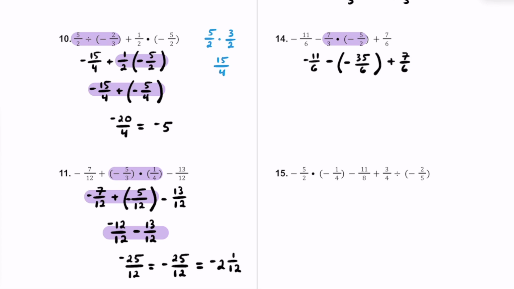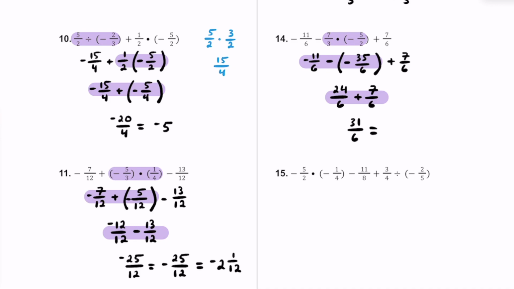All right, we are taking a negative and taking away another negative here, so we can rewrite that as an addition sign. So negative 11 plus 35 is going to be 35 minus 11, which is 24. So this is going to end up being positive 24 over 6, which is actually just 4, but let's just keep the common denominators to keep it more straightforward. 24 plus 7 is going to be 31. It's going to be 31 over 6.